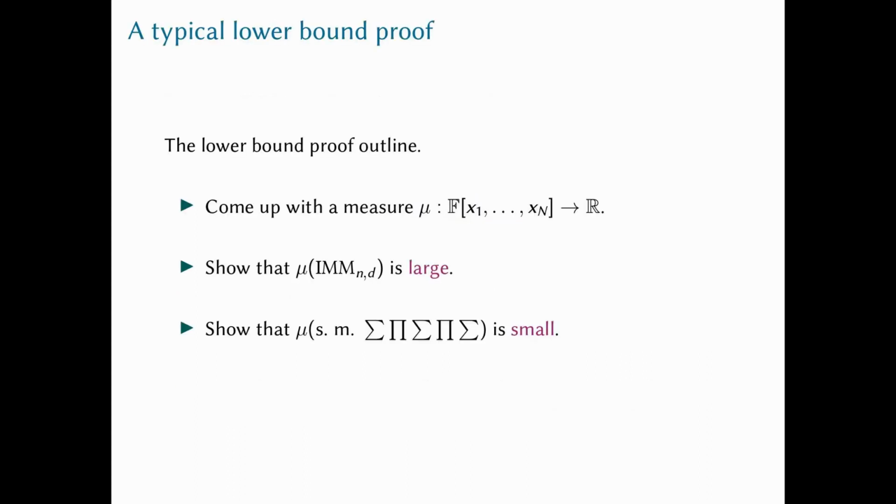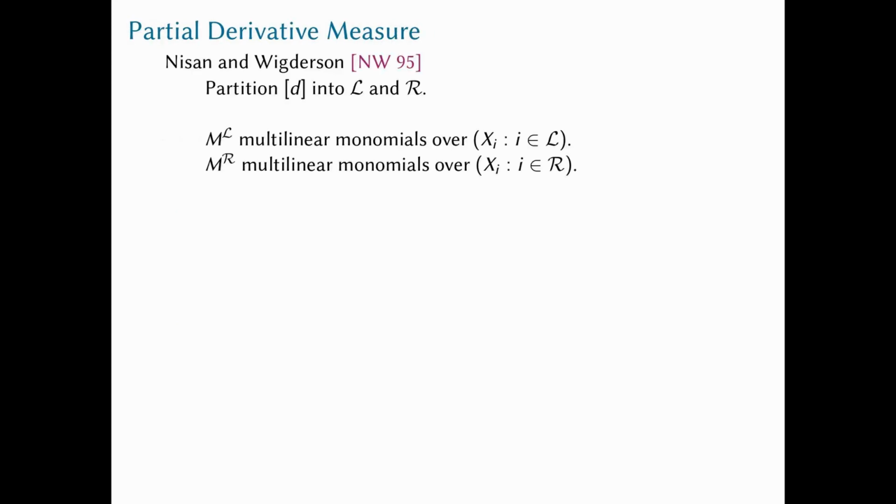So what will be the techniques? It is a typical lower bound proof. So what is the idea? We want to find a measure mu to measure the complexity of polynomials. We want to show that the measure is large for our hard polynomial, and the measure is small for something which is computed by a small set multilinear depth-5 circuit.